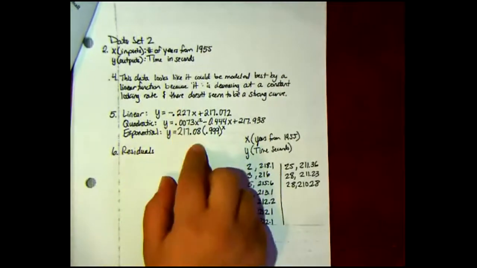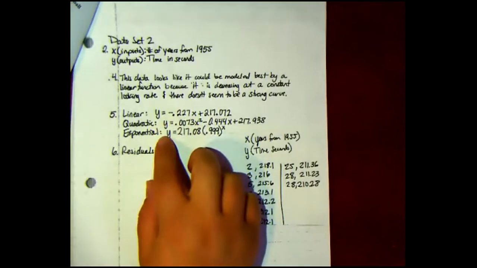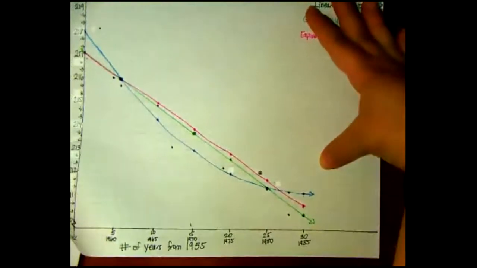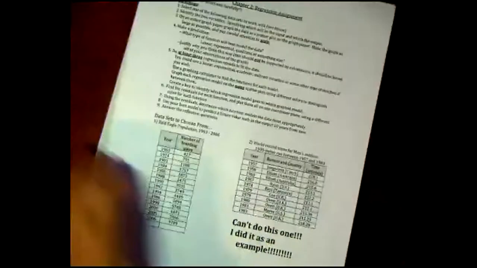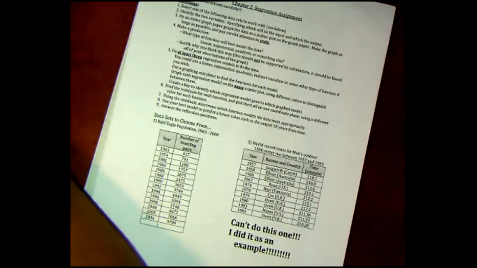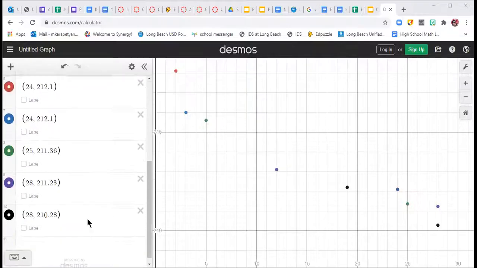I don't know if it's right or wrong. Okay. And then you're going to do 3 different regressions. So I did linear, quadratic, and exponential. Okay. So when you do the 3 regressions, then you're going to graph them. So your 3 regressions, here are my hand graphed regressions. Okay. For Desmos, you're going to come in, wait, let me share my screen. I don't think I did. You're just going to come in and you're going to put in your functions.